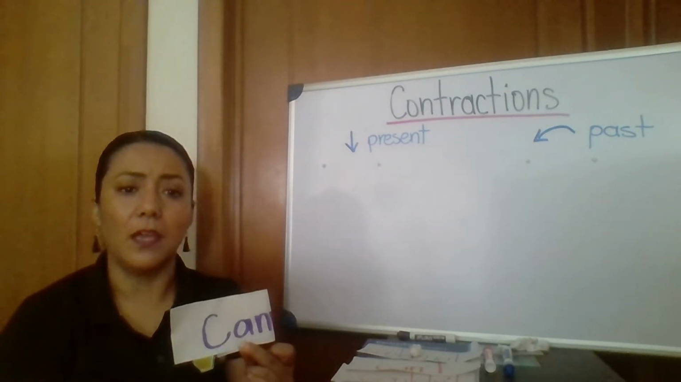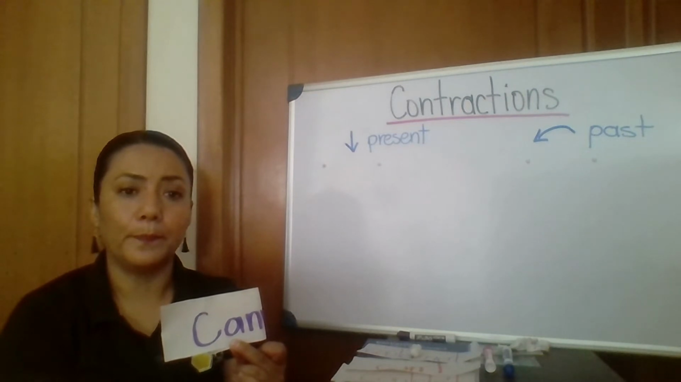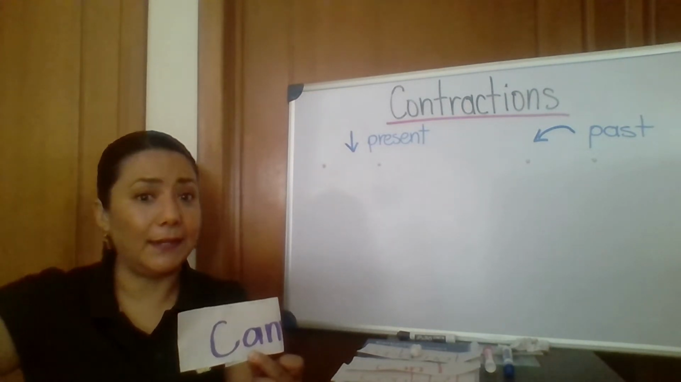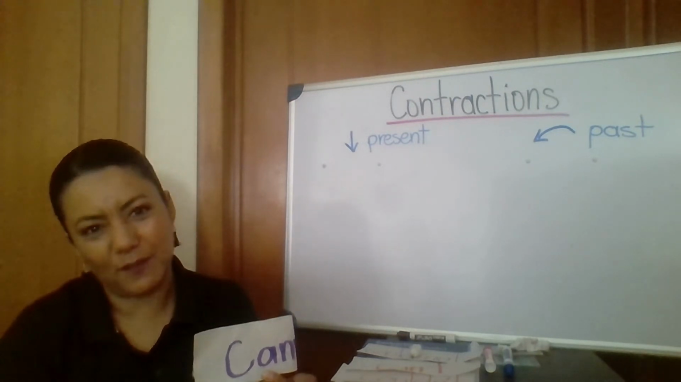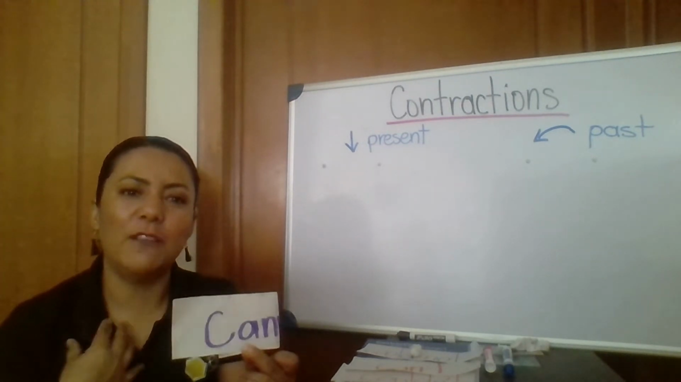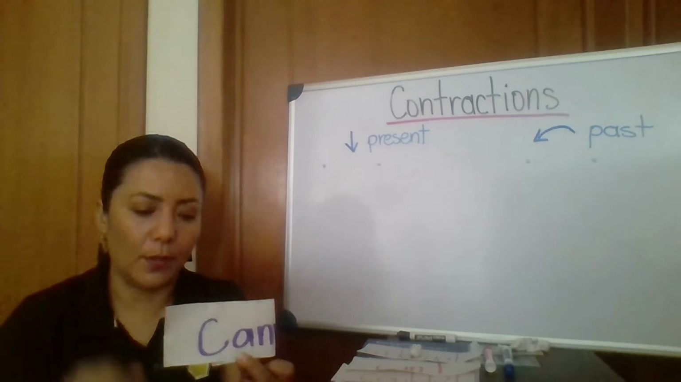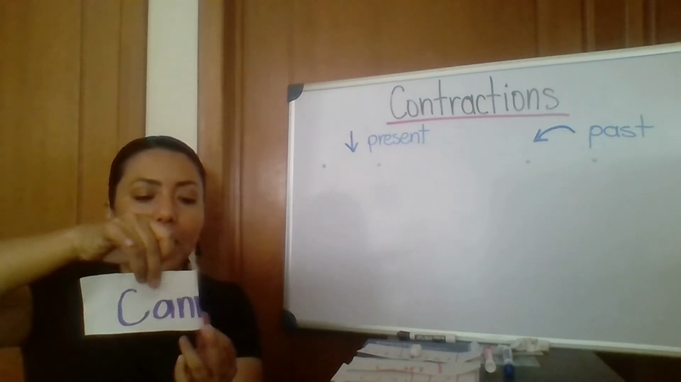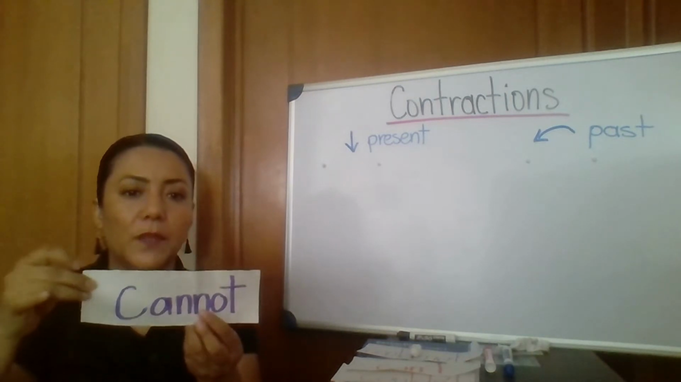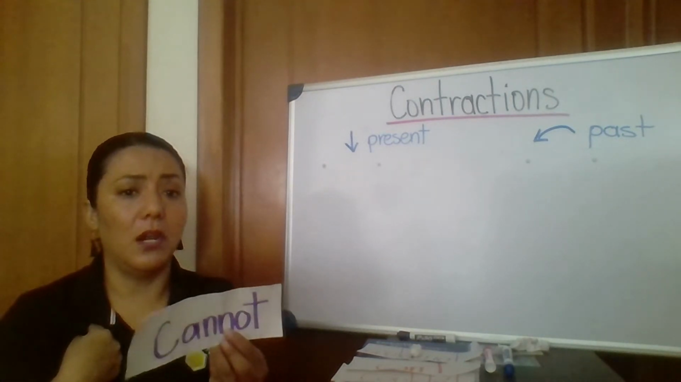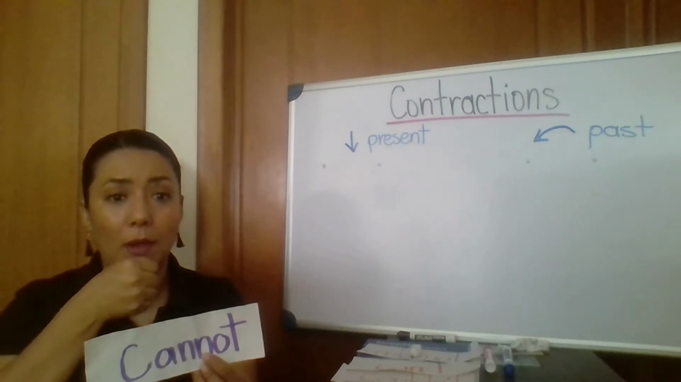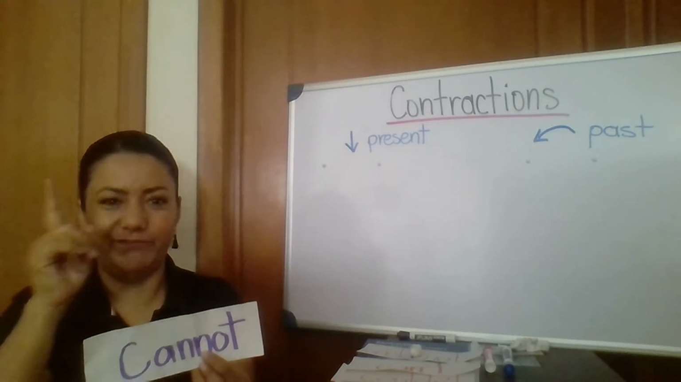I can speak English. I can write my name. Oh, that's very simple. Yes, I can. I have the ability. I can do it. So this one is used in present. Today we're going to use it negative. Cannot. I cannot sing well.